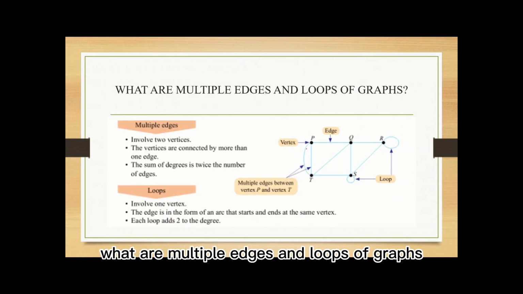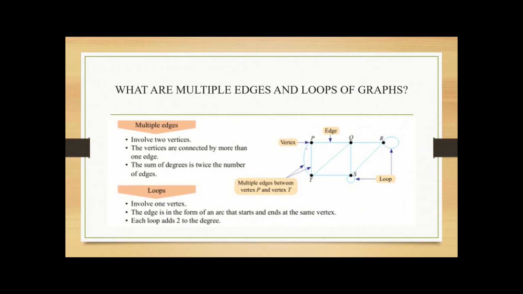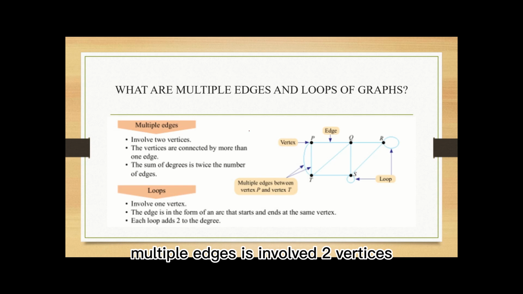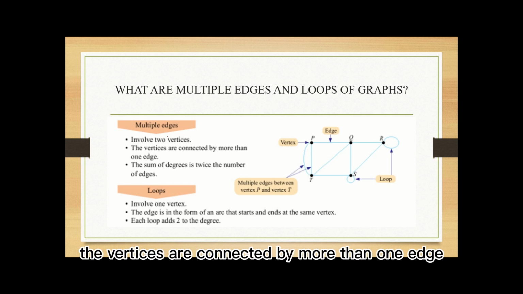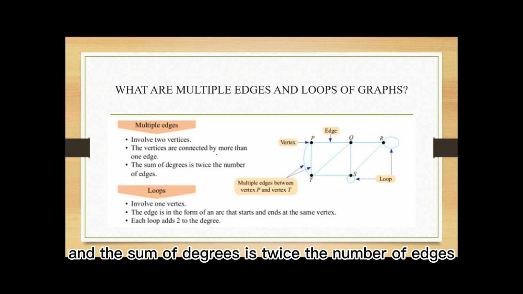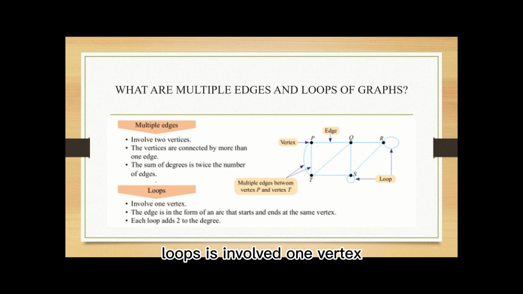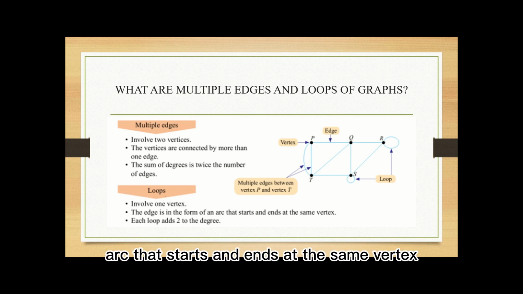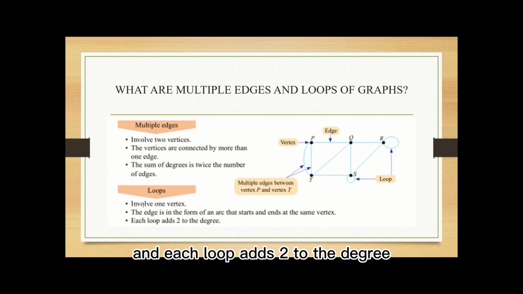What are multiple edges and loops of graphs? Multiple edges involve two vertices. The vertices are connected by more than one edge, and the sum of degrees is twice the number of edges. A loop involves one vertex. The edge is in the form of an arc that starts and ends at the same vertex, and each loop adds 2 to the degree.